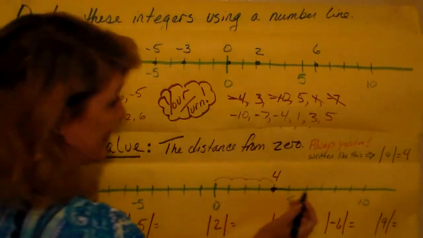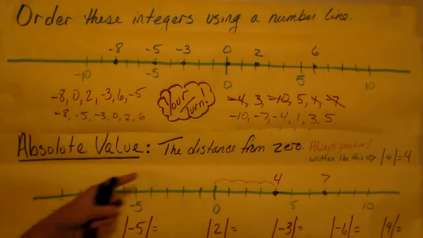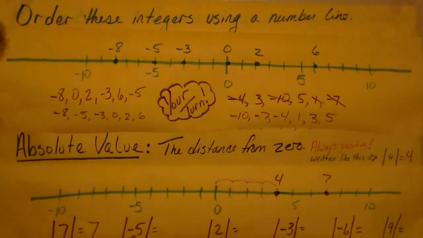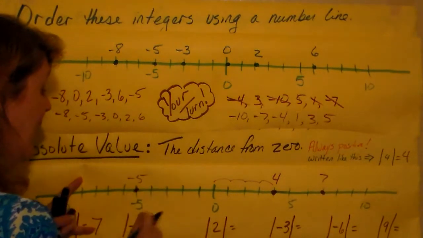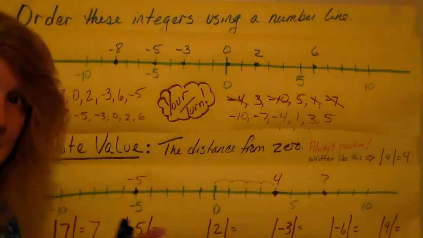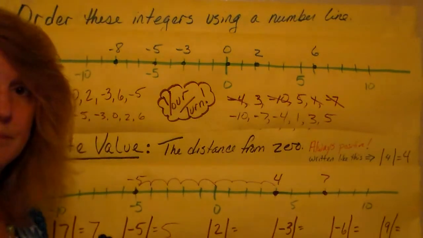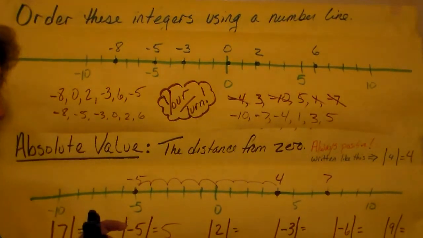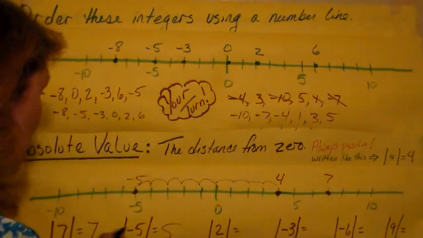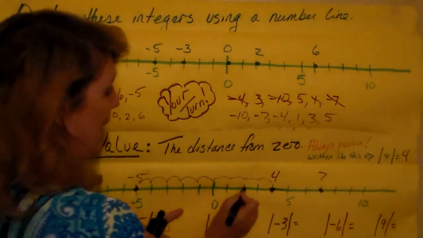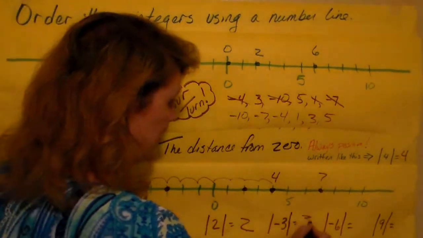Just like the answer to what is the absolute value of 7 is 7, because it's 7 spots from 0. However, you get here to -5. How far away from 0 is -5? Well, it's 5 spots. It's not -5 spots, because that doesn't make any sense. It's 5. Your answer is always positive. Absolute value of 2 is 2. Absolute value of -3 is 3.